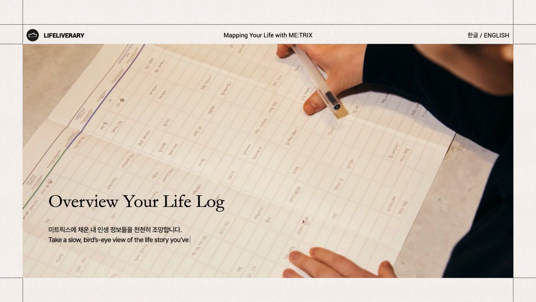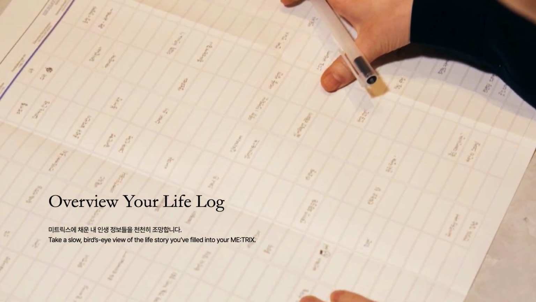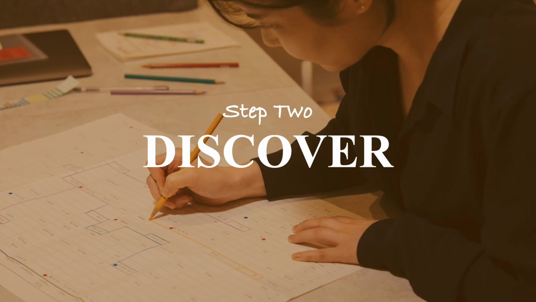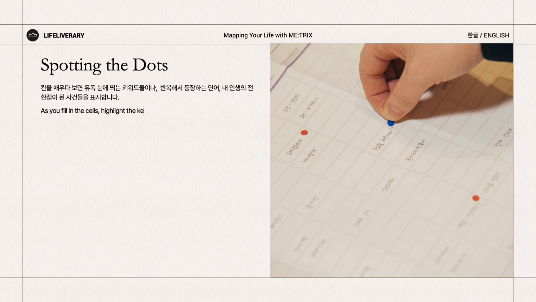Take a slow, bird's-eye view of the life story you've filled into your Mitrix. As you fill in the cells, highlight the keywords that catch your eye, recurring themes, and the pivotal turning points of your life.